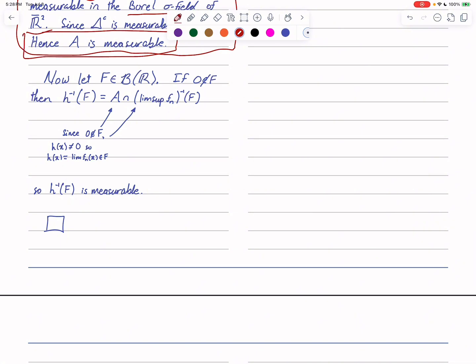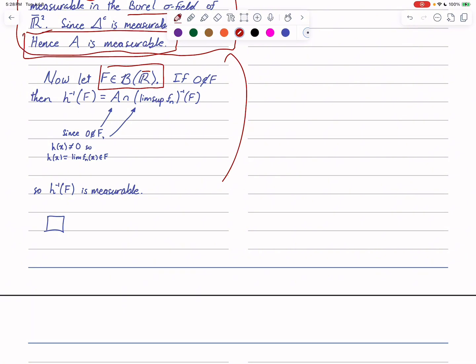Okay, so having shown that A is a measurable set, we're going to move on to show that H is a measurable function. To do this, we're just going to grab any arbitrary set from the Borel sigma field on R. Actually, I suppose it should be R bar. Now we're going to break this proof into two cases.